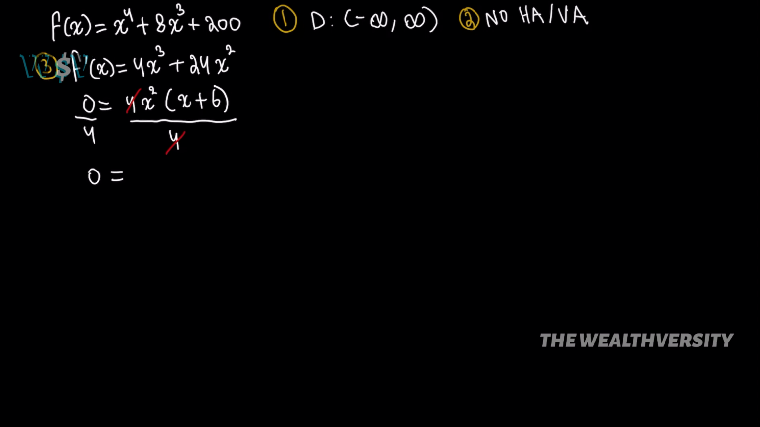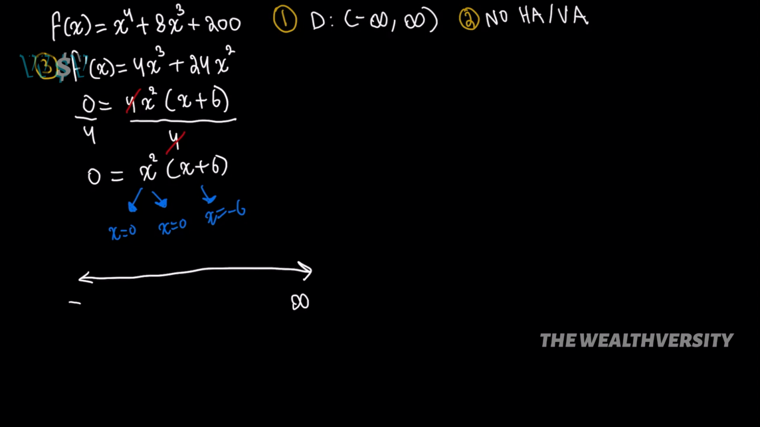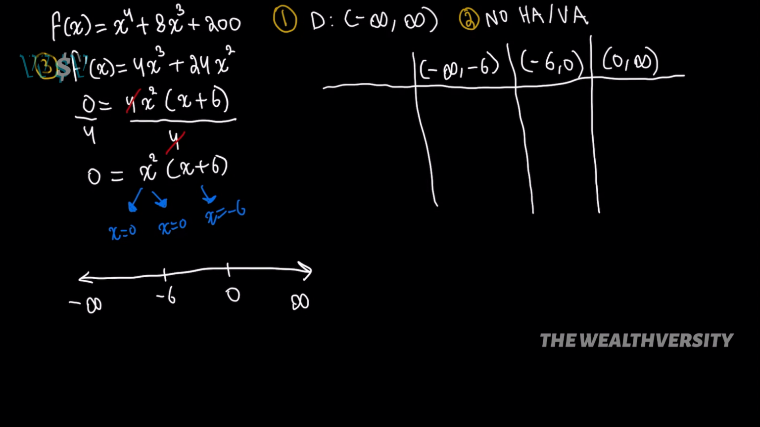Next, we set the first derivative to 0 to find our critical points. We factor out 4x^2, and we get that our critical points are x = 0 and x = -6. Now we put these numbers on a number line to make our interval chart, and the intervals will be negative infinity to -6, -6 to 0, and 0 to infinity.